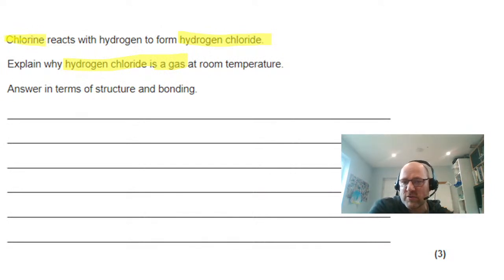Chlorine reacts with hydrogen to form hydrogen chloride. Highlighted that. Explain why hydrogen chloride is a gas. This is a structure and bonding question. Oh, it even says answer in terms of structure and bonding. So I'm going to get a mark for naming the structure, a mark for naming the bonding. It tells us it's a gas at room temperature.